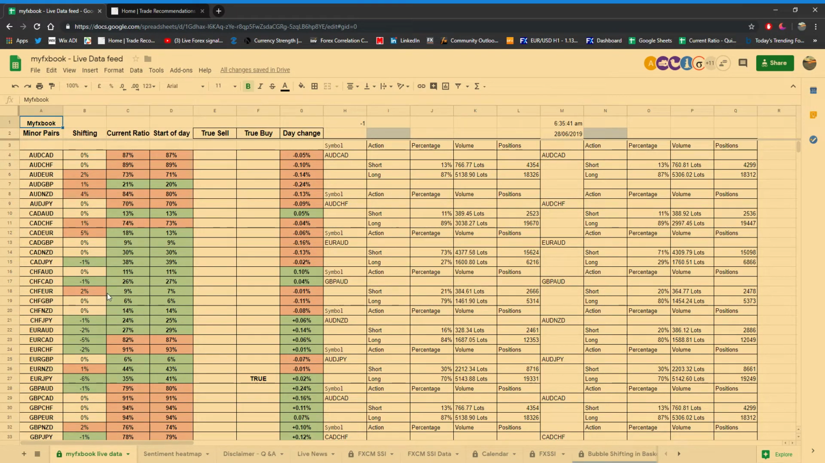Okay, welcome to the spreadsheet. This is a user guide. I'm going to go through each tab individually, and this is what you'll see when you first load the spreadsheet.